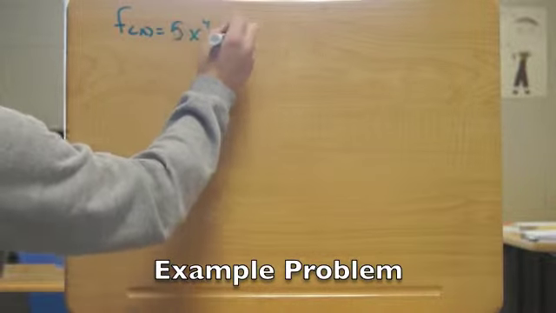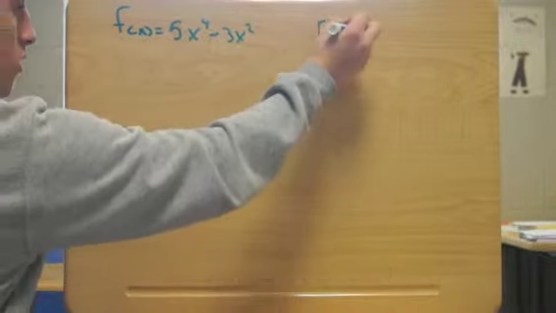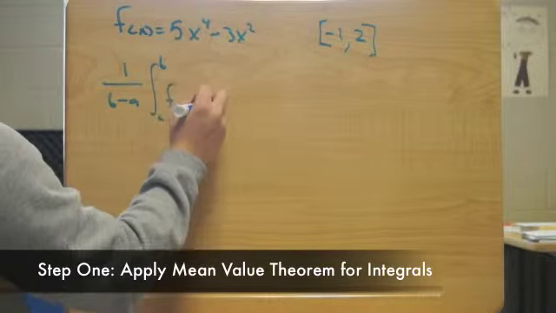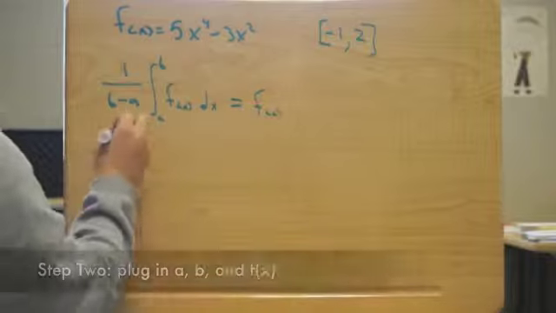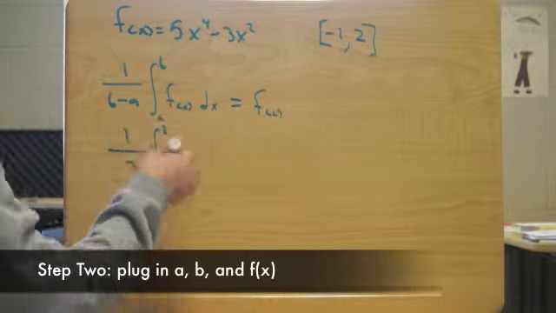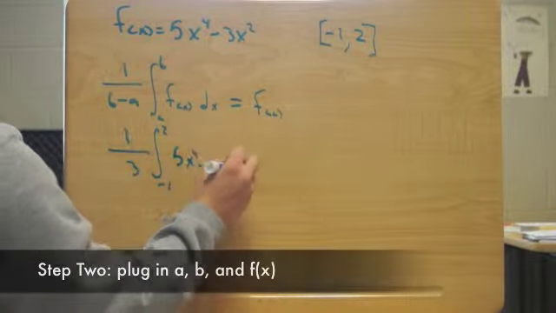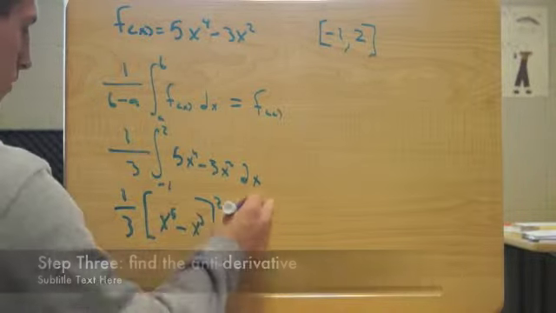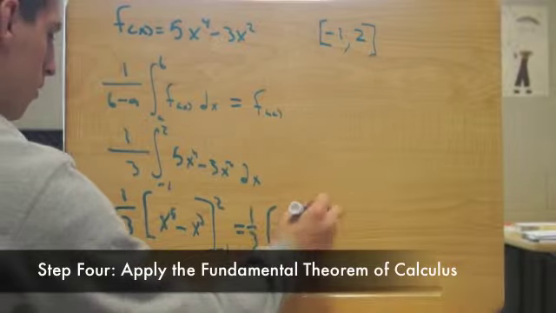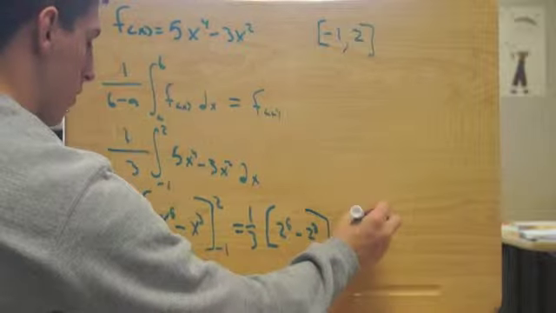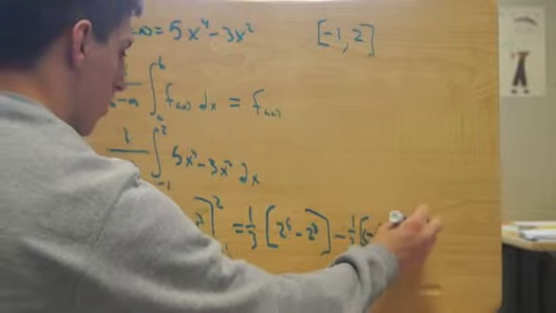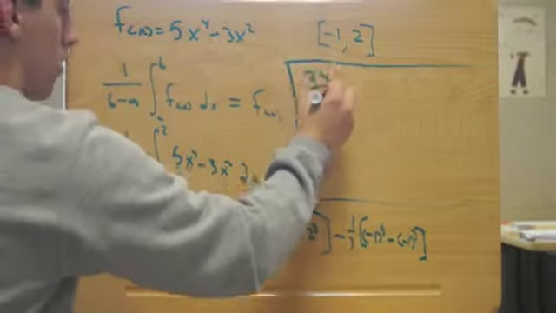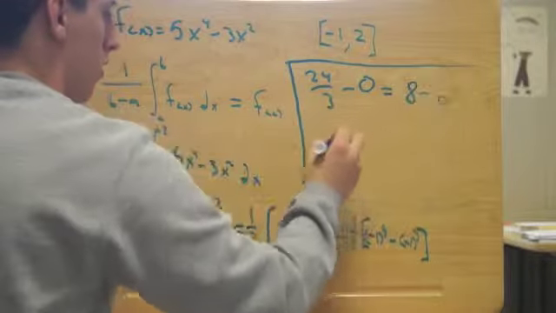Find the average value of the given function on the interval -1 to 2. Using the mean value theorem for integrals, you simply plug in a, b, and f of x. You solve the definite integral using the fundamental theorem of calculus. Finally, you simplify the problem to come out with a final answer of 8.